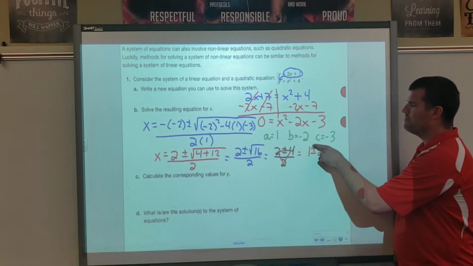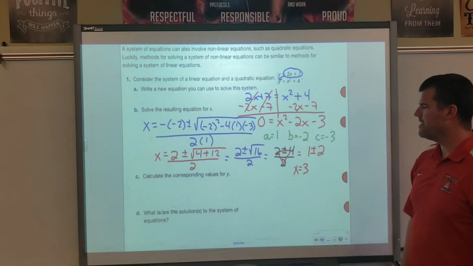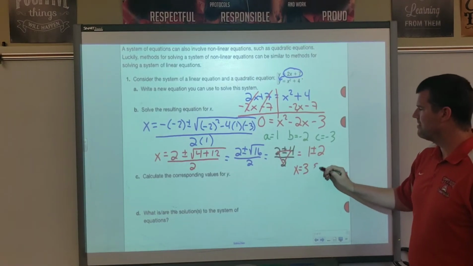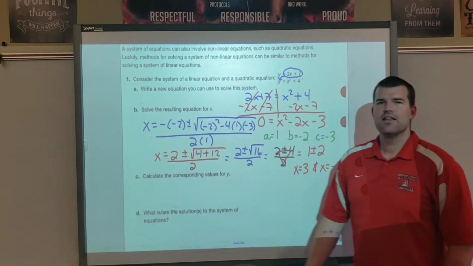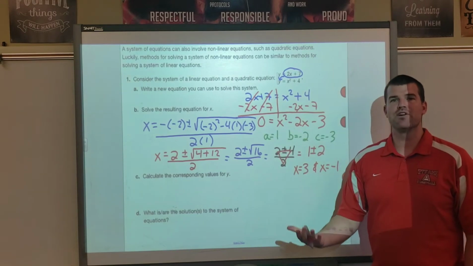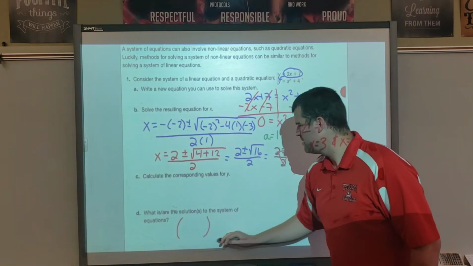And we can do 1 plus 2, which is 3, so x equals 3. But we can also do 1 minus 2, which will give us x equals negative 1. Now, hopefully from the warm-up, you remember that once we found our x coordinates, we weren't done. We need to find the ordered pairs.